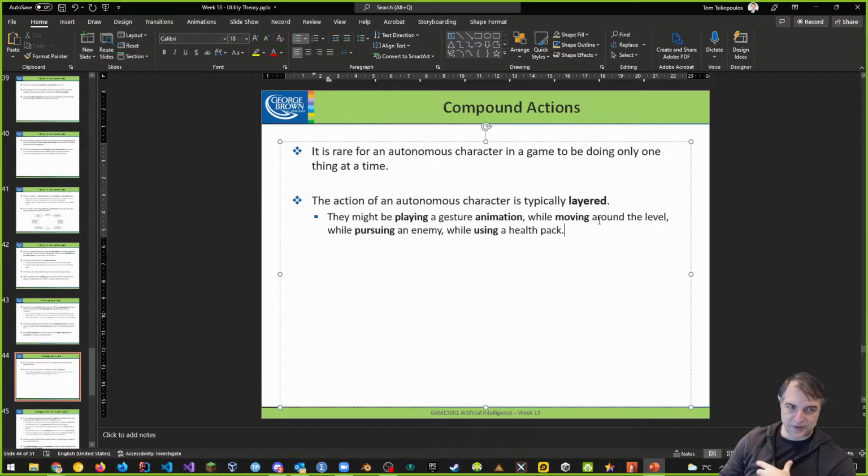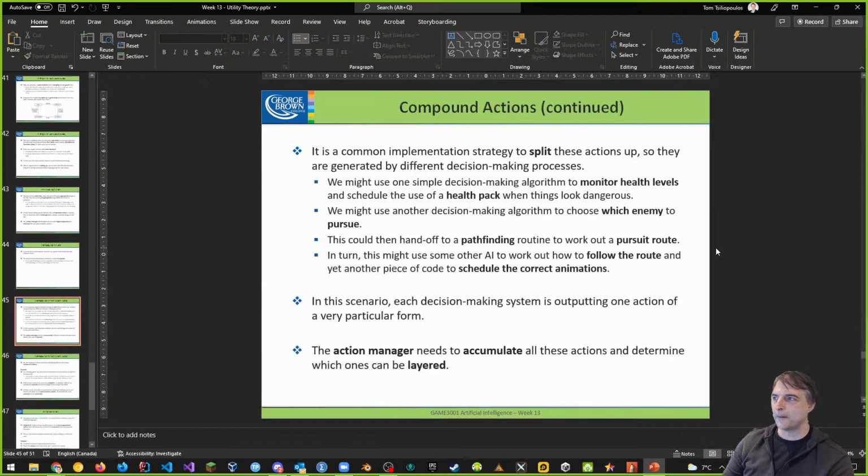Okay, so I'm damaged, and I maybe have another animation going on. I'm not just walking, I'm making a gesture because I'm upset, but I'm also, as an enemy AI, because I just got hit, taking a health pack while I'm pursuing you, right? So that's very, very layered and nuanced. It could be very, very complex if you want to make it that way.